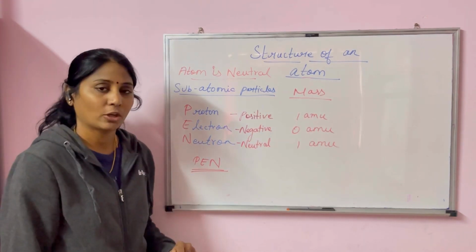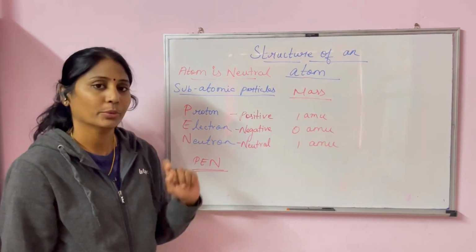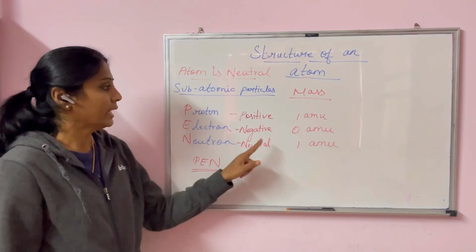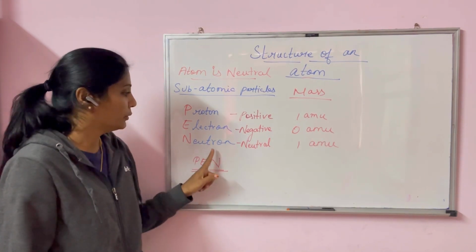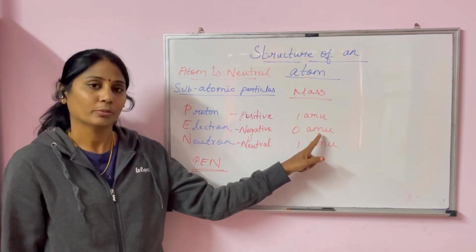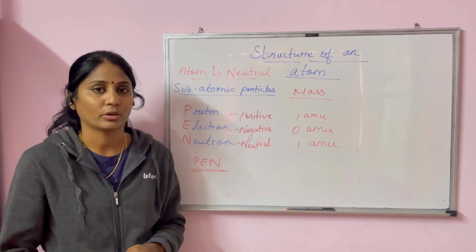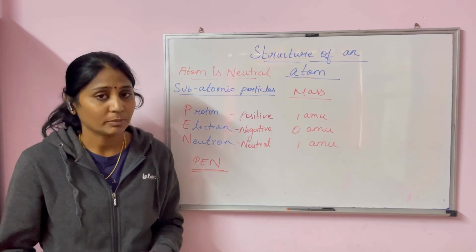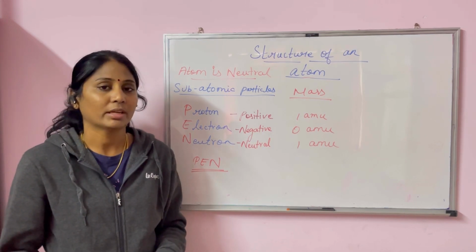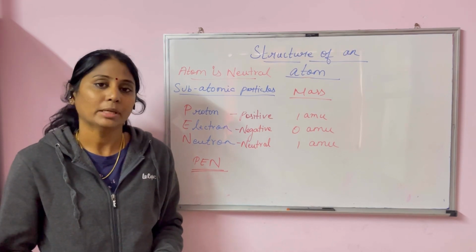Mass of the subatomic particles. If you take the mass of a proton, it is 1 AMU. AMU means atomic mass unit. Electron is 0 AMU, and neutron is 1 AMU. Why are we saying the electron is 0 AMU? It is very small in size when compared to the proton and neutron. So actually we call it negligible mass, or 0. That's why we are considering the electron as 0 mass, that is 0 AMU, atomic mass unit.